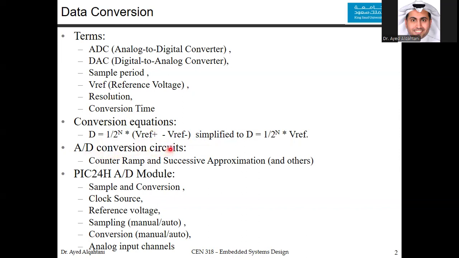Namely, we will discuss two methods. The first one is the counter ramp, and the second one is the successive approximation. Once we are ready with the theory part, we will move to the PIC24 analog to digital module. We will touch on how the ADC of the PIC24 implements all of these, like the sampling conversion, the clock source, the reference voltage, the sampling, the conversion, and the analog input channels.